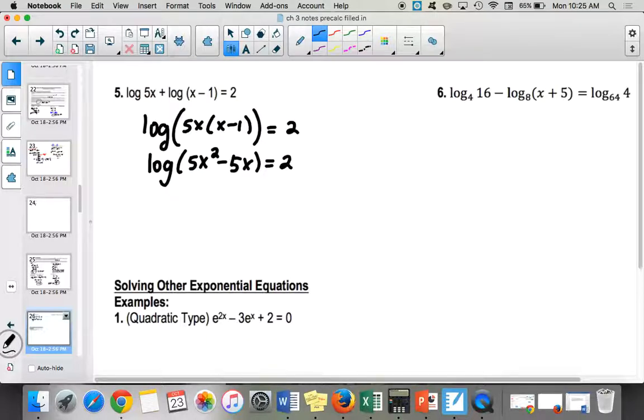Okay, so I switch forms. So my subscript is like a little 10. So I do 10 squared equals 5x squared minus 5x. So I have 100 equals 5x squared minus 5x. So I have 5x squared minus 5x minus 100 equals 0.